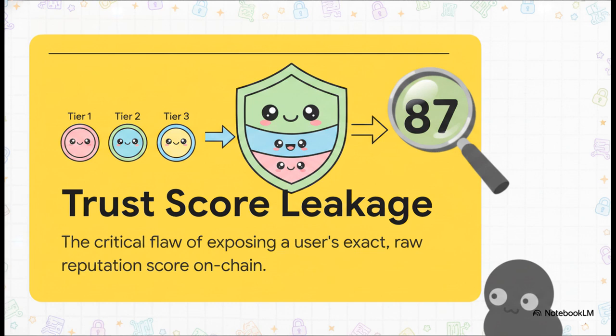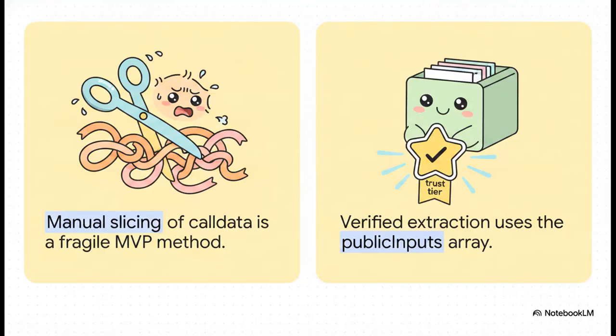So by abstracting that exact score into a broader bucket, like say tier 3, the trust circuit completely eliminates that leakage. Problem solved. But to actually get this into production, we've got to rip out the hacks. During the prototype phase, it's super common for devs to use fragile placeholder methods, like literally slicing up call data manually just to decode the user's tier.